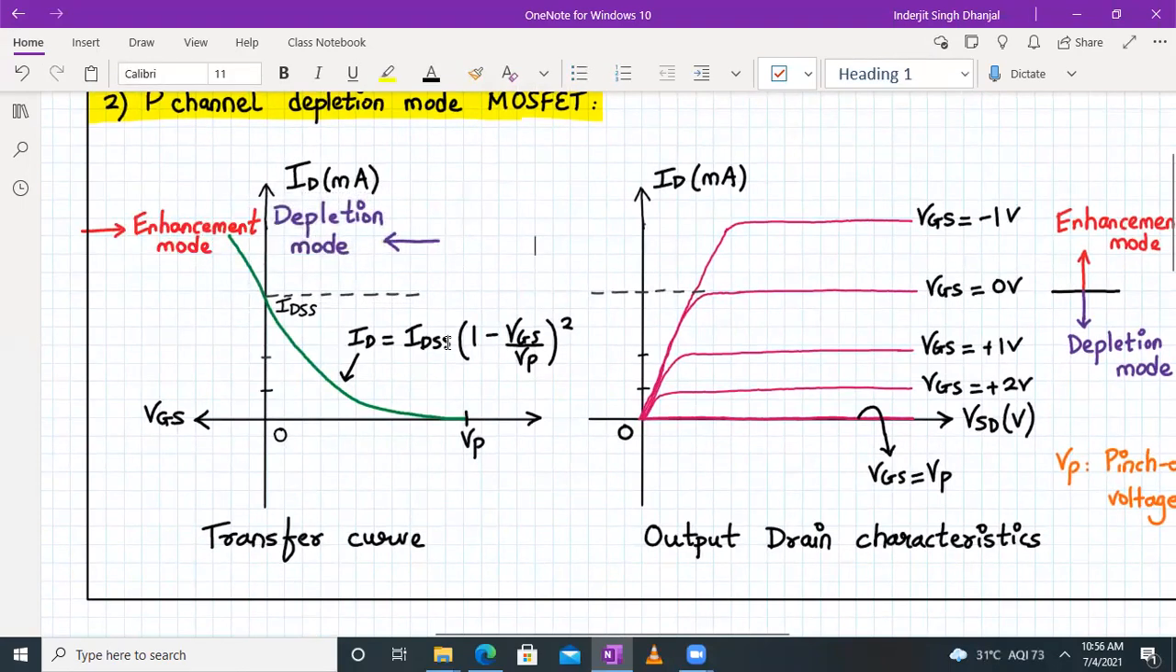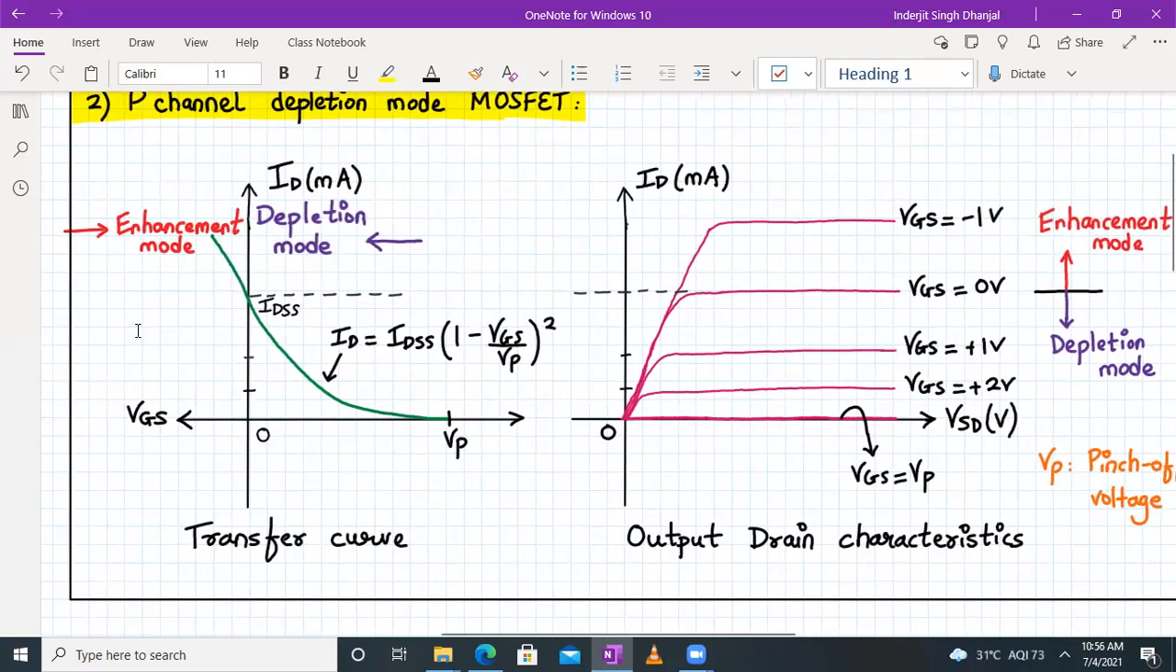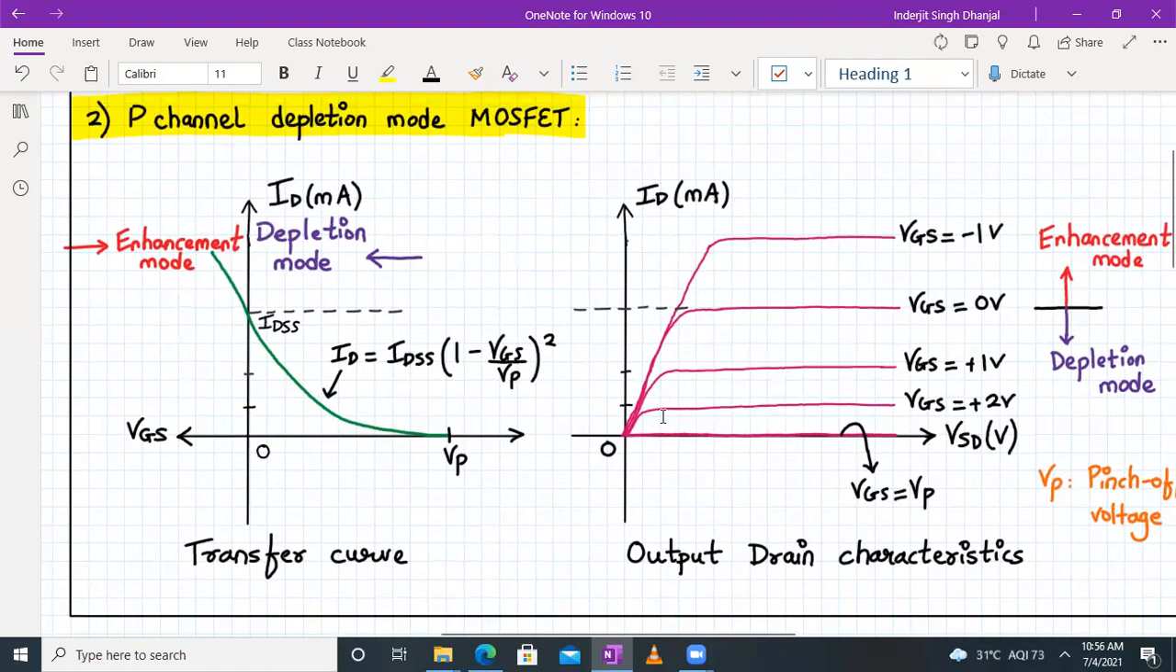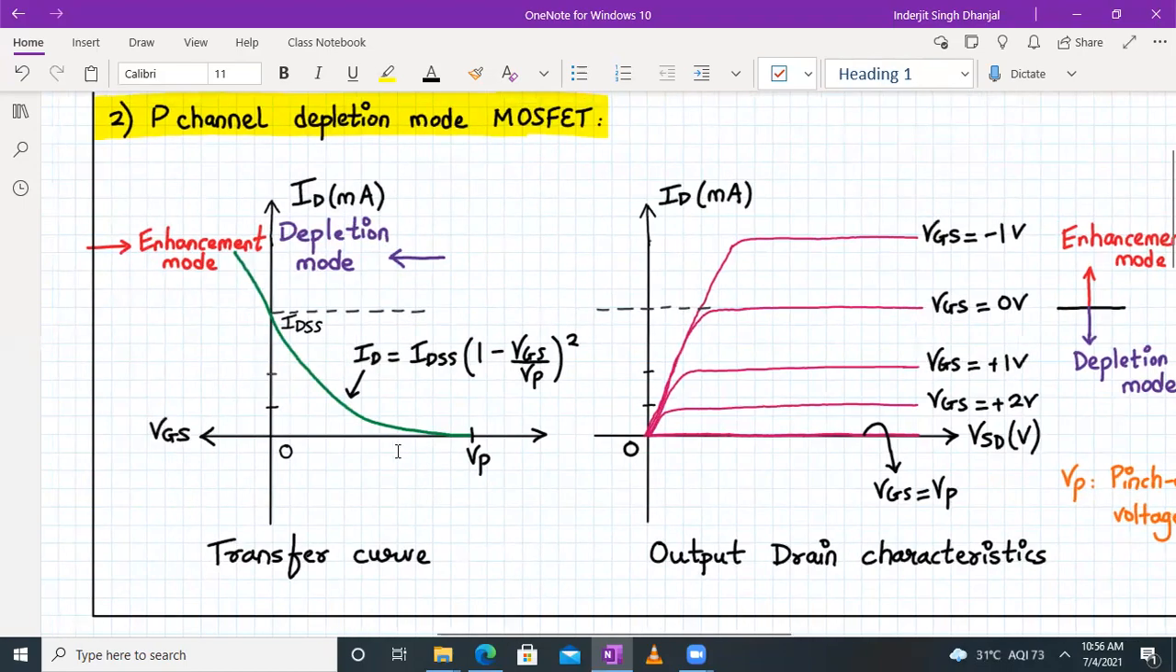So for positive values of VGS, we have the current relation which is given by ID equal to IDSS times 1 minus VGS upon VP, the whole square. It's the same thing. And for the negative values of VGS, we are in the enhancement mode. So this is the transfer and the output characteristics for P-channel depletion mode MOSFET.